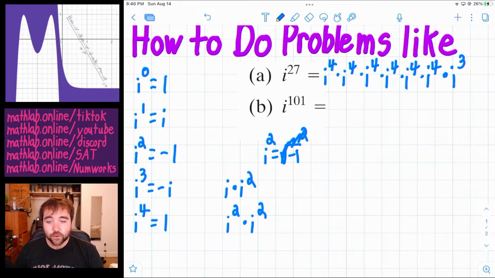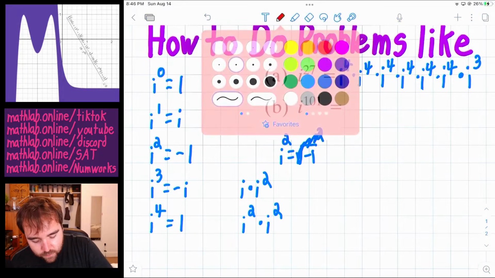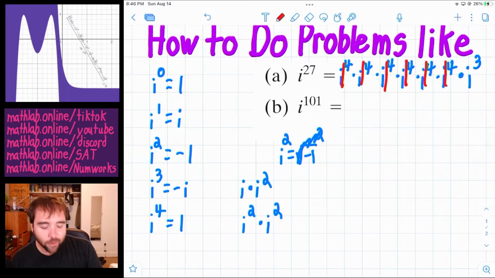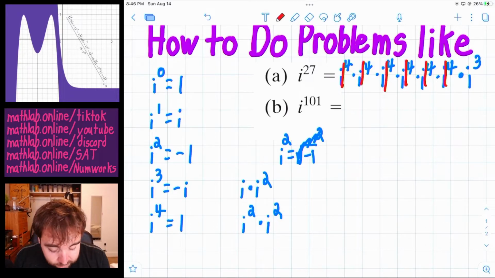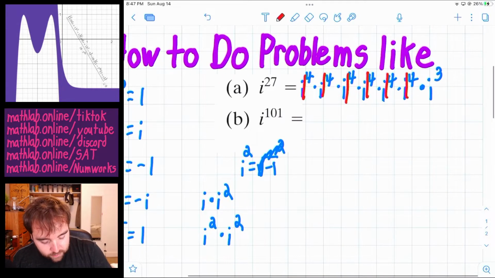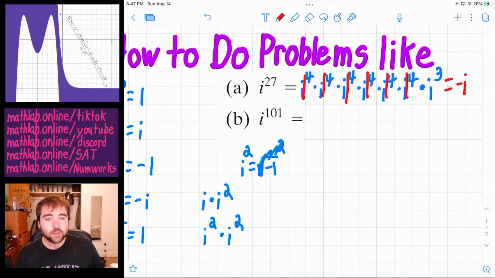Well, what is i to the 4th? We just said i to the 4th was 1. So look at what we have now. We have 1 times 1 times 1 times 1 times 1 times 1 times i cubed. So all of this is just equal to i cubed. And what is i cubed? That's right over here. i cubed is negative i. So i to the 27th is equal to i cubed, which is equal to negative i.